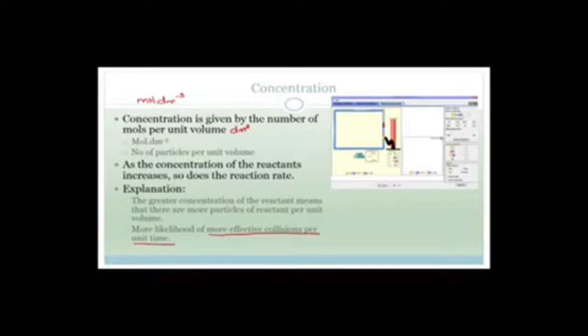Okay, you need to say there's a greater chance or more likelihood of more effective collisions per unit time. Why? Because effective means that they result in a reaction. That means that they are a collision where the particles are correctly oriented and they have enough energy to have a reaction, okay? So that whole thing includes all that. So you need to say that there's a greater chance or more likelihood, whatever, of more effective collisions per unit time.